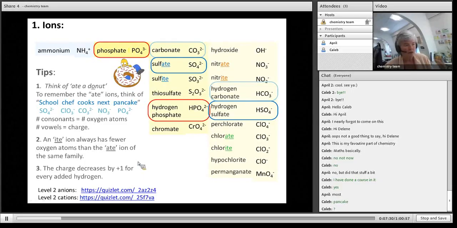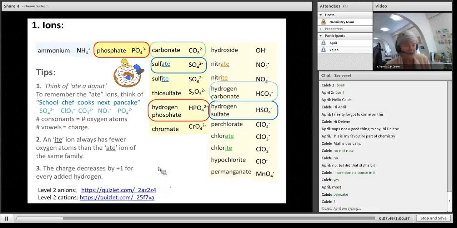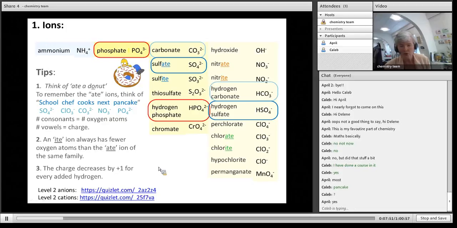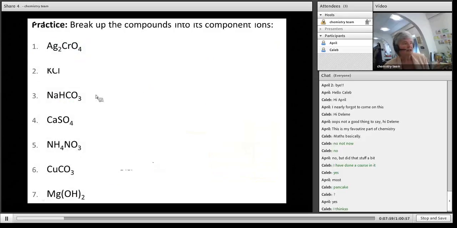ions, and there are a few more like chromate, dichromate, so I haven't put them all up here. But if you do want to learn more, remember the Quizlets. You can look up Quizlets and then just practice and play games, and they're very good for rote learning. Okay, so are you happy with knowing your ions? Okay, good. So let's break them up.